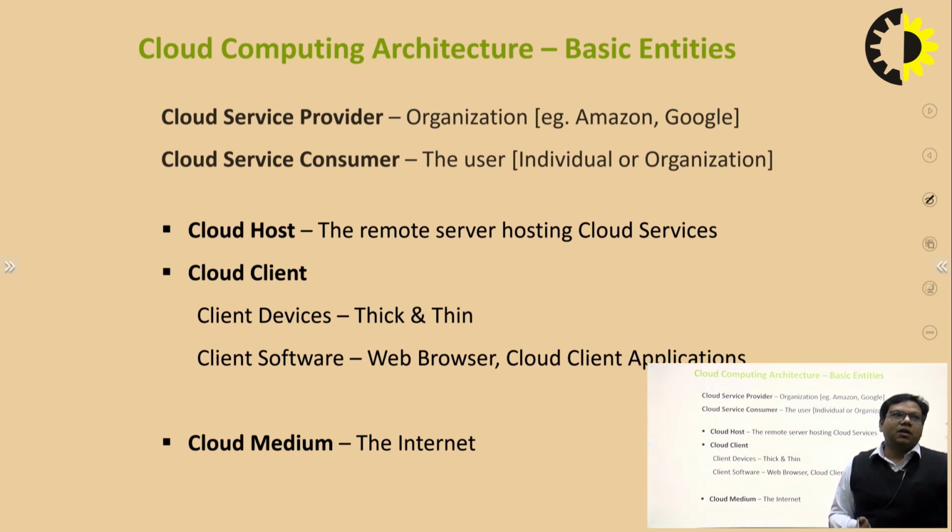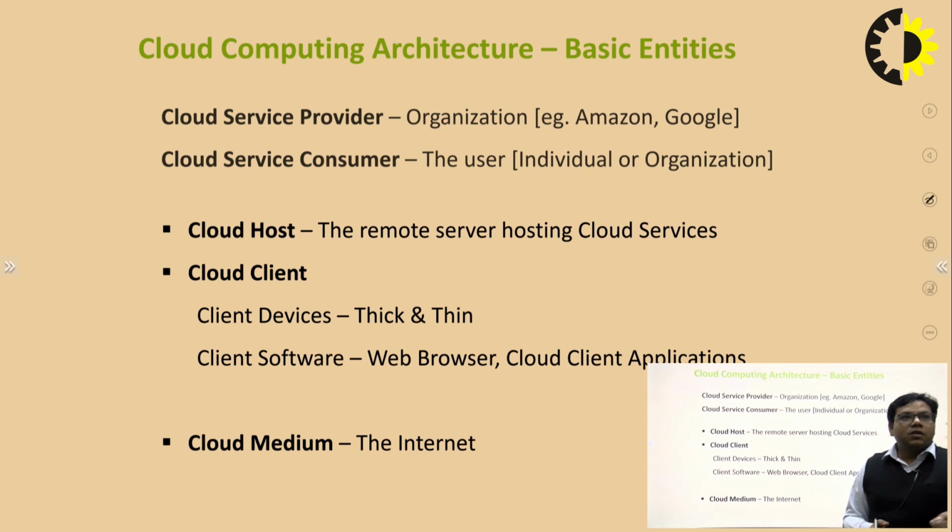The prominent cloud service providing organizations are Amazon and Google. Amazon is widely known for AWS, Amazon Web Services, the platform set up by Amazon for providing cloud services. I will come to them in the next topic. The cloud computing services are provisioned in various ways, like infrastructure as a service, platform as a service, and software as a service. We'll come to them in the next topic.